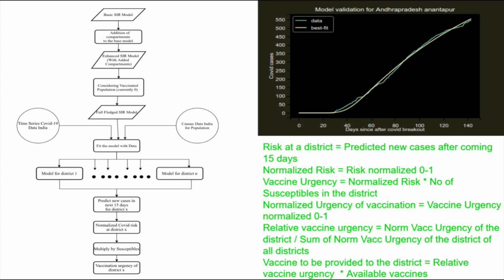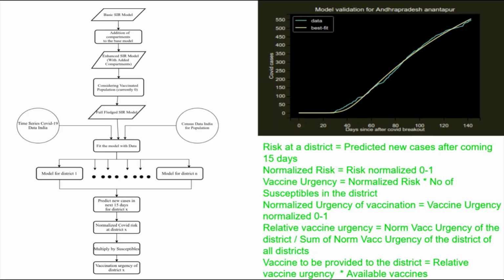Further, we multiply that risk with the number of susceptibles. That means those who haven't yet got COVID but are also not vaccinated, who should be vaccinated. So we multiply them, and we get a vaccination urgency for district X. Now see, this number of susceptibles is the absolute number of vaccines we need for that district. But if you don't have a sufficient number of vaccines available, then you have to give some kind of priority to different districts, and that's where this particular value, the vaccination urgency, comes into place.